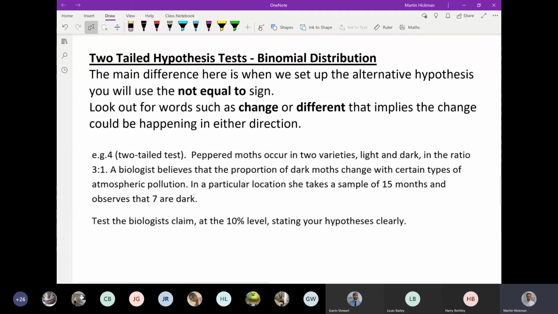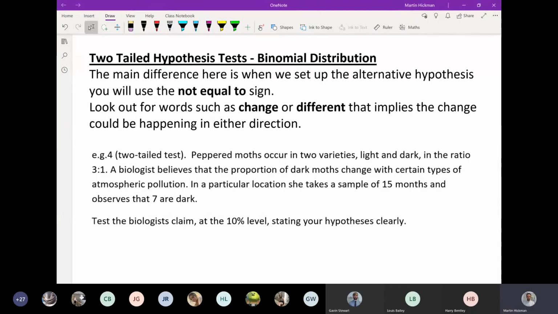So really the only difference for the two-tailed test is when we write our alternative hypothesis, we're going to use the not equal to sign. Okay, so rather than use a greater than or less than sign for our alternative hypothesis, we want to use the not equal to sign.